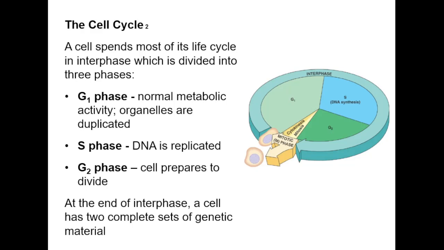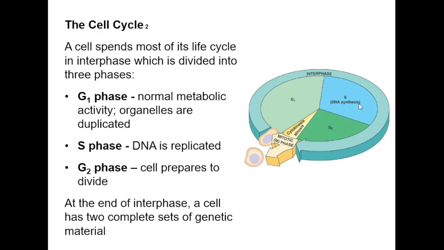Now, what happens in each subphase? In G1, there is normal metabolic activity, normal life, as they say. But what's special about this is that the organelles are already being duplicated in G1 phase. Why? Because interphase is actually a preparation for mitosis. Again, mitosis is the production of daughter cells. So, even before the cell division happens, everything will already have been prepared. So, in G1, organelles are being duplicated.